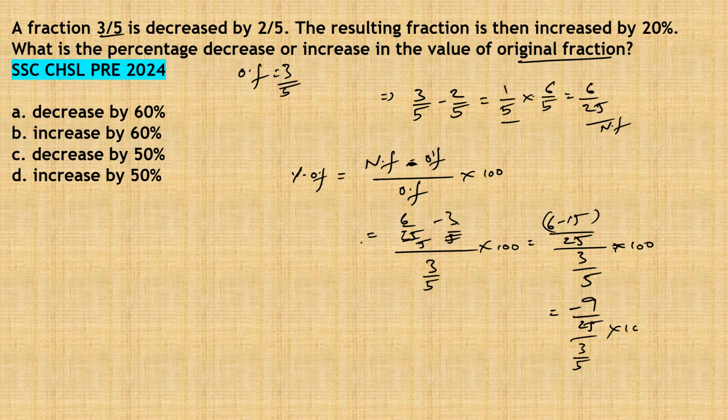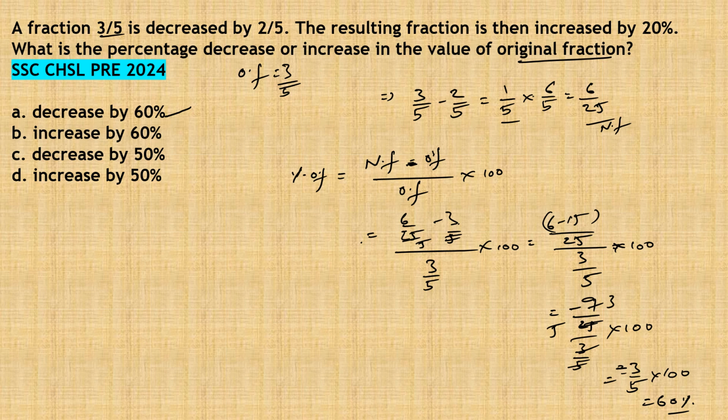If you cancel out it here, 5 5s are, 3 3s are, what will get? Minus 3 by 5 into 100, which is equals to 60%, that is decrease 60%. Minus denotes decrease in the value, that is option number A.